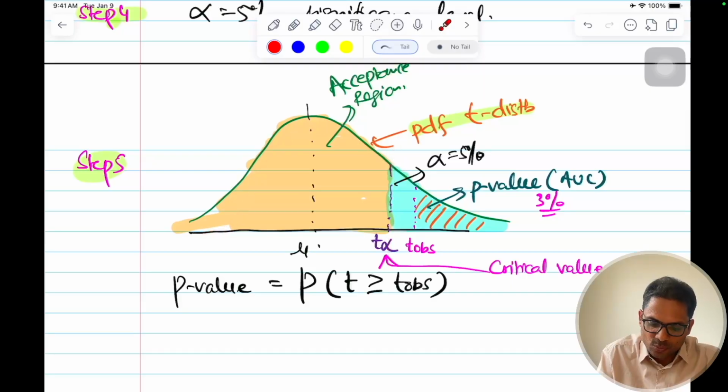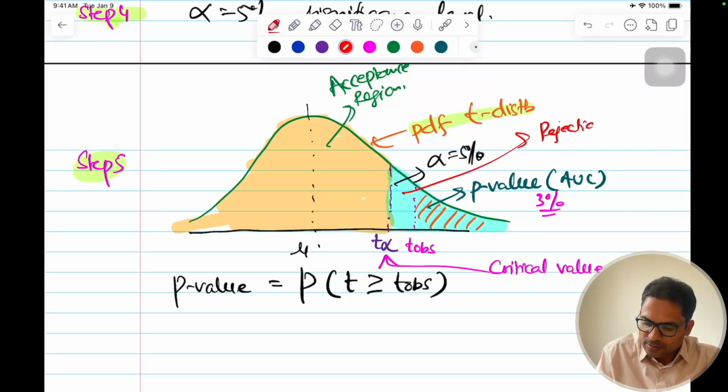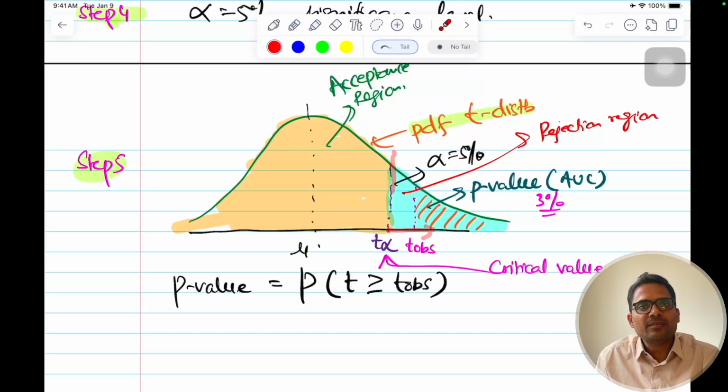So this blue region is called the rejection region. It means if my T observed goes beyond T alpha, then I'll reject it. If it is less than T alpha, I'll accept it. And this T alpha, the area of the curve beyond which it is 5%, is my critical value, and the P value is the area under the curve beyond my T observed. I hope this is clear now.